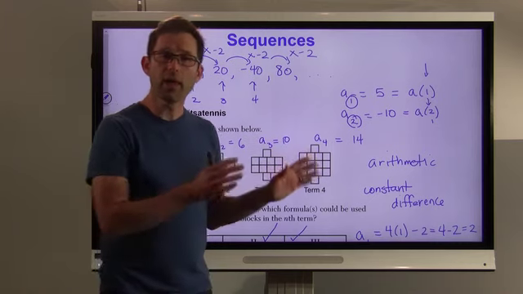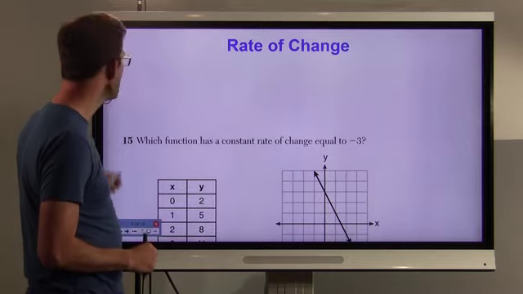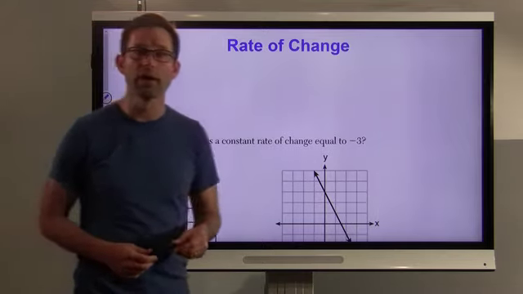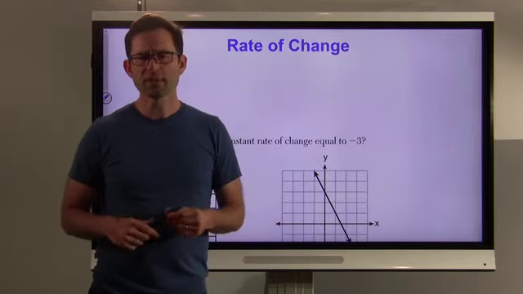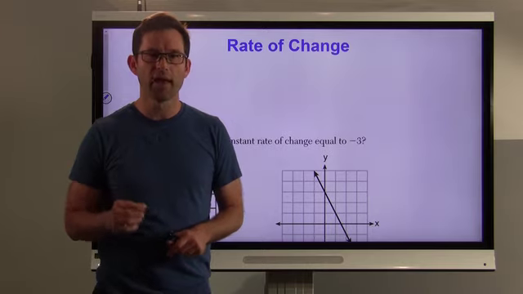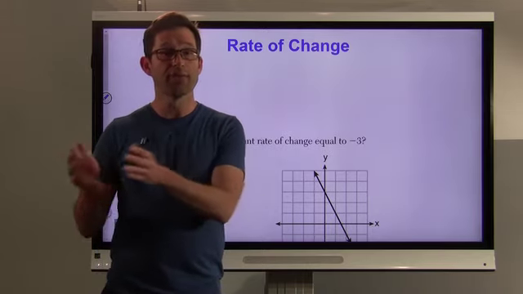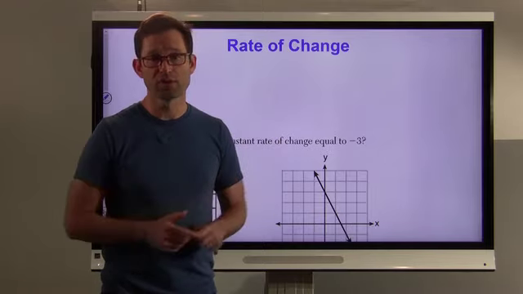All right. If we can, we'll come back to more sequence problems, but I'd like to move on and take a look at rate of change, also known as average rate of change. This is a topic that a few people asked about, but it shows up on the exam a lot. How fast is a function changing compared to how fast its inputs are changing?